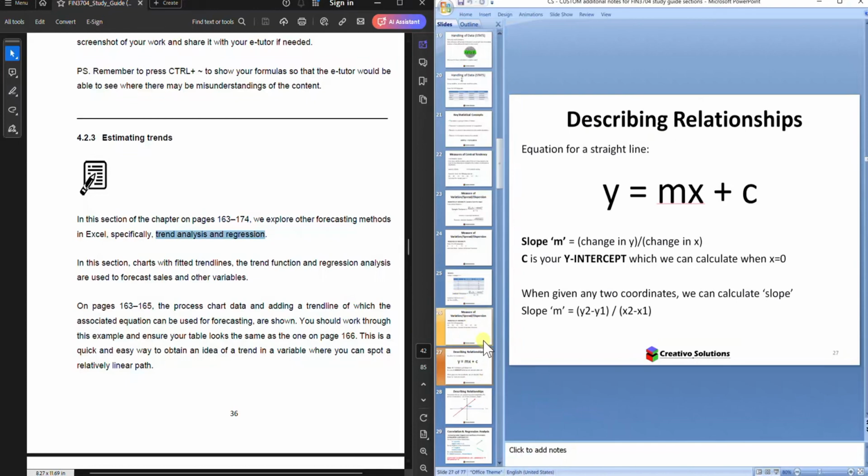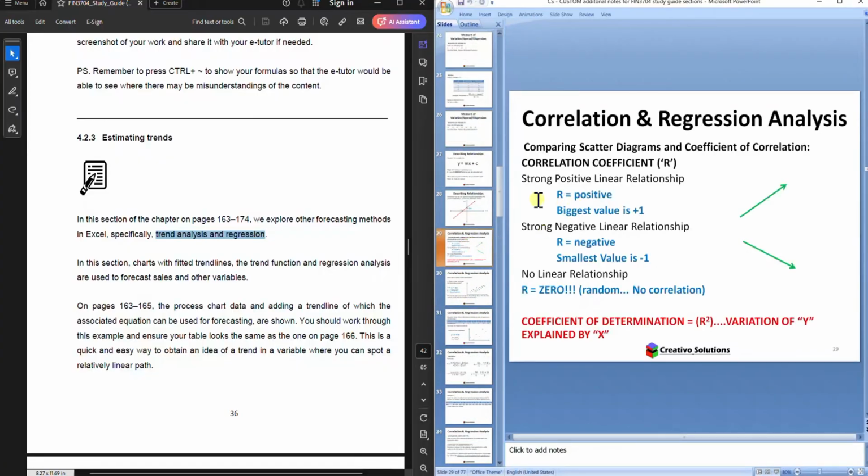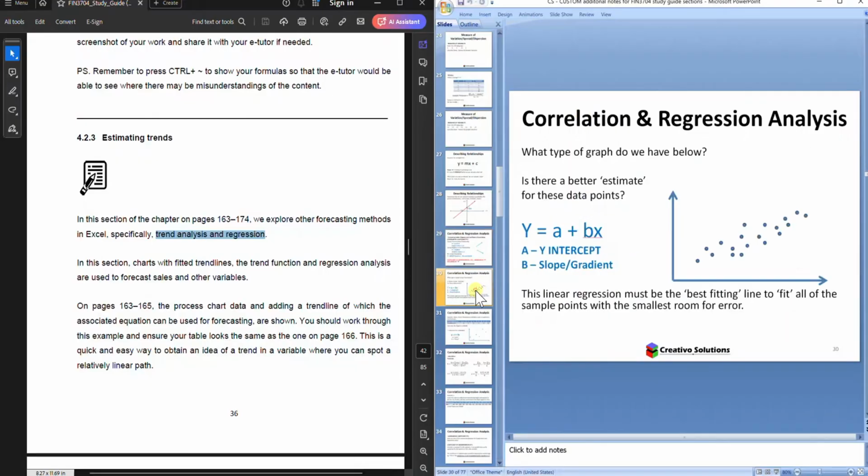Right, let's get to the straight line because that links to the linear regression analysis. I'm sure you're familiar with this formula, y equals mx plus c, yes? When you're doing statistical analysis, there's something called linear regression analysis. Correlation is also spoken about here. When you've got a data set with lots of different observations, you want to fit a best fitting line on the set of data.